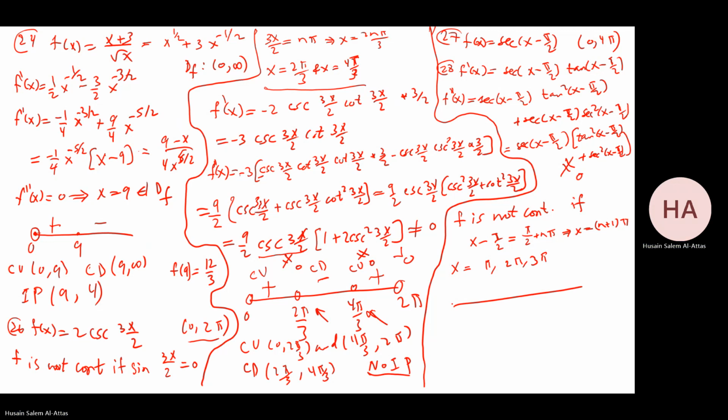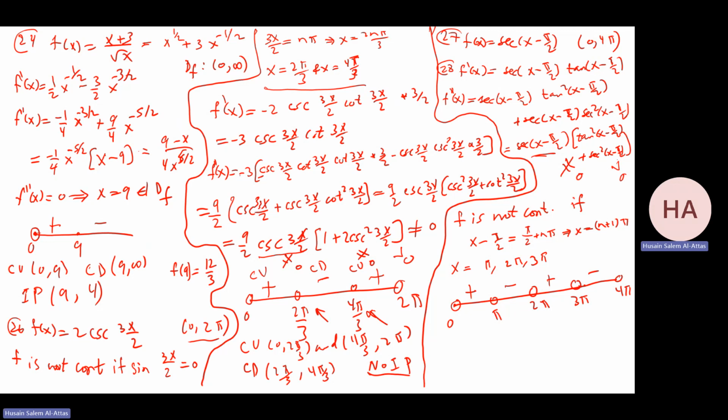So I have 0 open, 4 pi open. This is pi. This is 2 pi. This is 3 pi. Take a value in each interval for this. I notice this is always positive, so the thing is here. Take a value like pi over 2, it will be secant 0, which is 1, positive. Take 3 pi over 2, it will be secant pi, which is negative. Take 5 pi over 2, it will be secant 2 pi, which is positive.